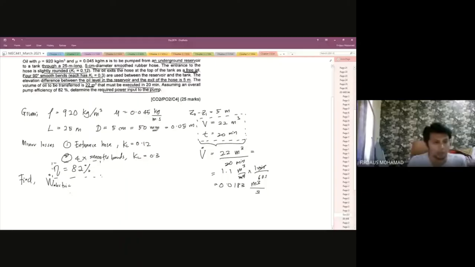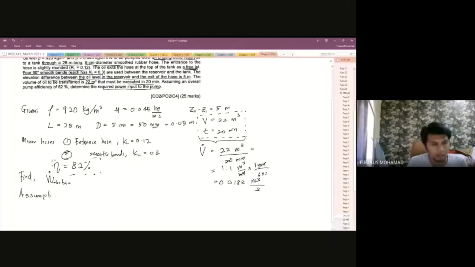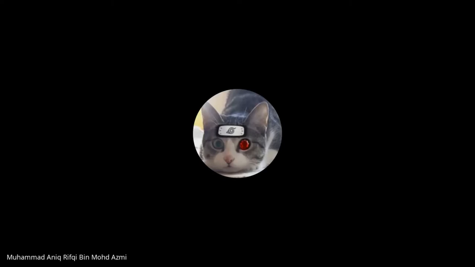Okay, so how to find the W dot electric? Efficiency, okay, so from the efficiency, efficiency is equal to, ini kita buat dalam ni, assumption. First, kita buat assumption dulu. What is the first assumption? Flow is steady. Incompressible.